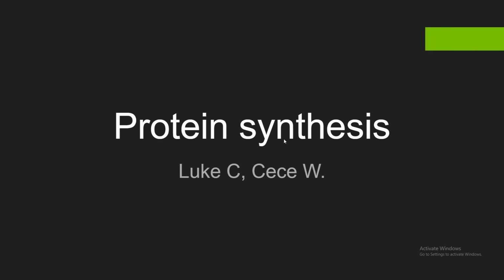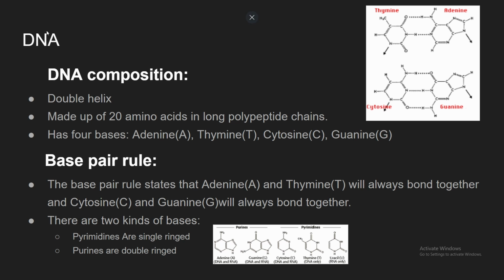Alright, protein synthesis. First off, you have DNA. DNA consists of a double helix, is made up of 20 amino acids in a long polypeptide chain, has 4 bases, adenine, thymine, cytosine, and guanine, and then has the base pair rule, which states that adenine and thymine will always bond together, and cytosine and guanine will always bond together, which you can see in this photo right here.